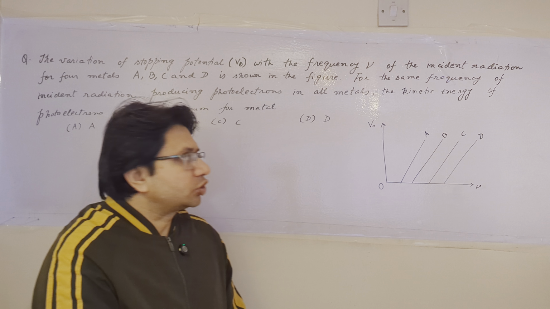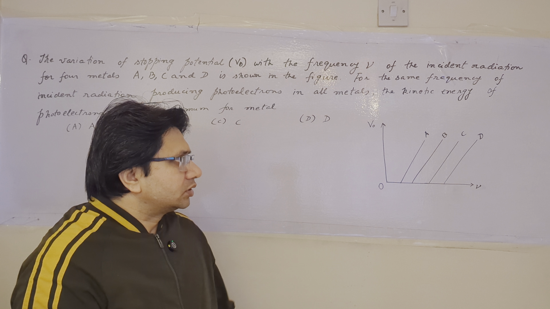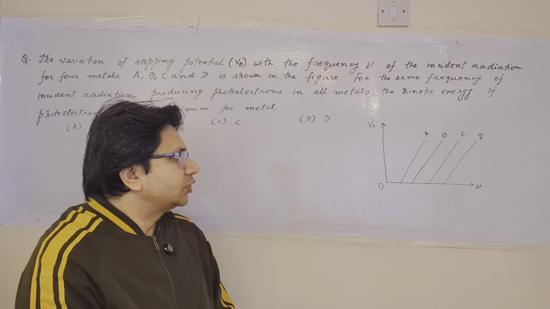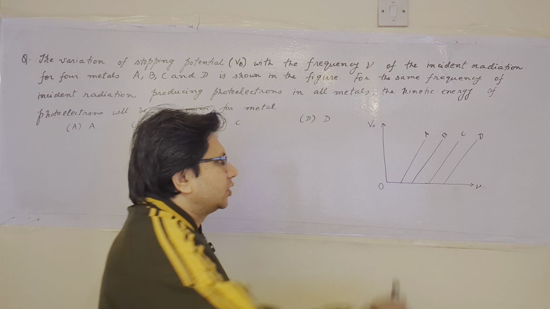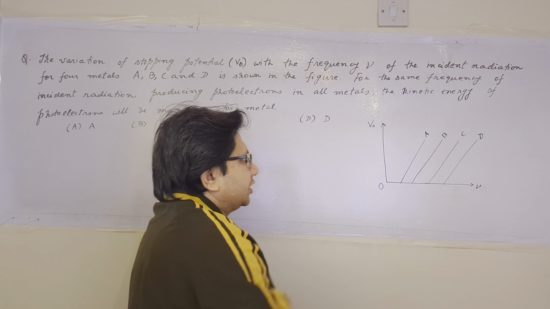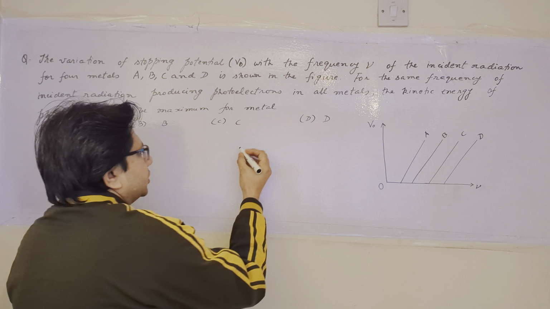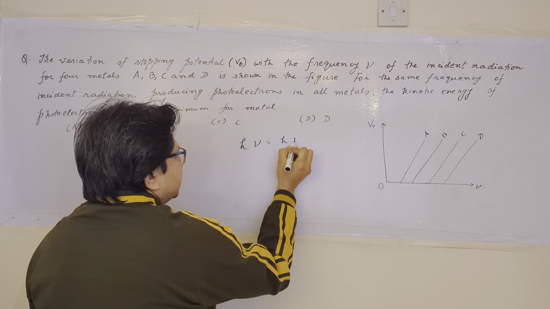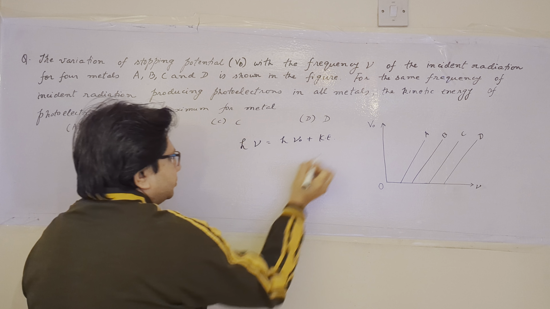So the problem is based on the topic photoelectricity. And in this particular problem, the graph between the stopping potential and the frequency is given for four different metals. And there are four lines showing metal A, B, C and D respectively. So now we use the formula to solve this problem, that h nu is equal to h nu naught plus kinetic energy.